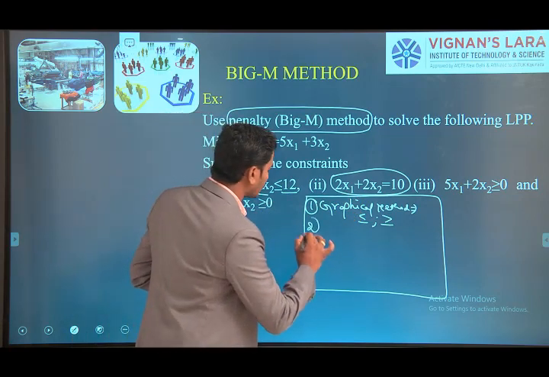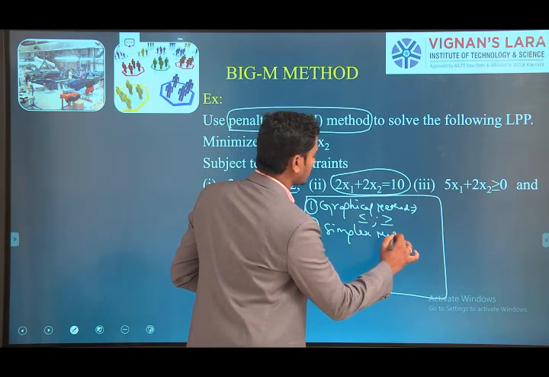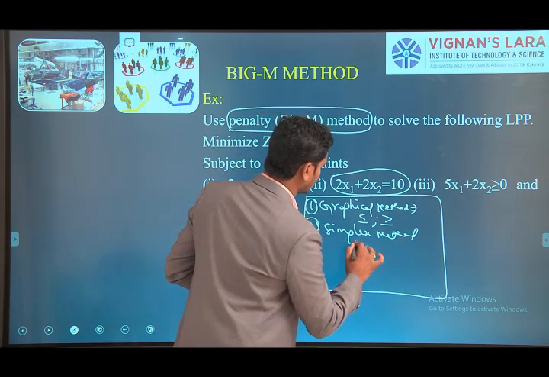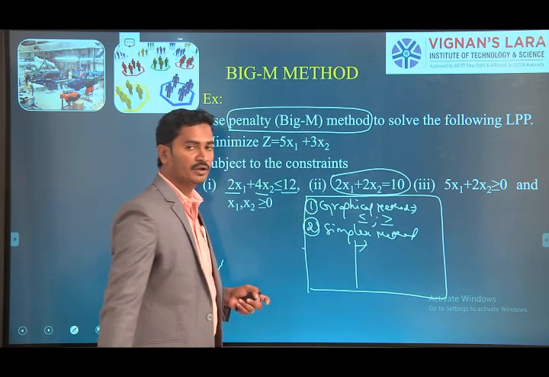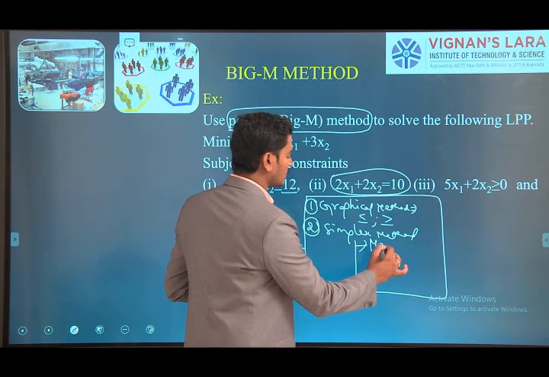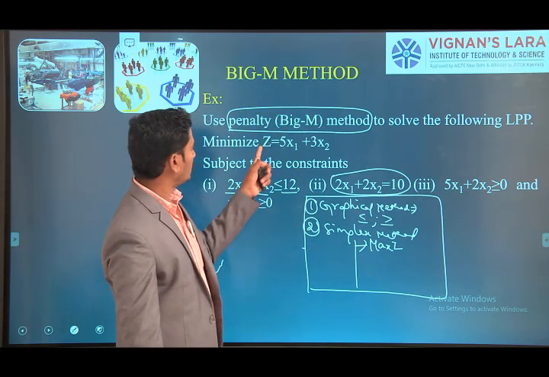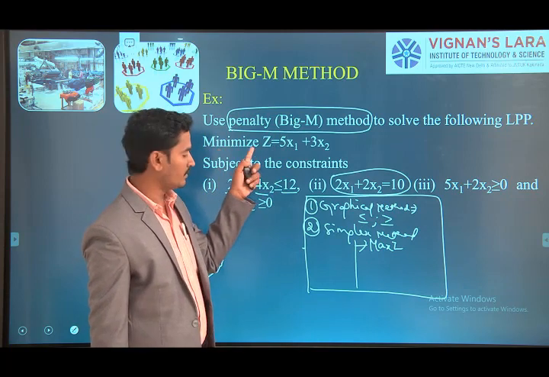Next, coming to the simplex method. What are the rules for the simplex method? For the simplex method we have one standard form, the canonical form. What is the rule of the simplex method? The objective function must be of maximization type. Okay, here the objective function is of minimization type.